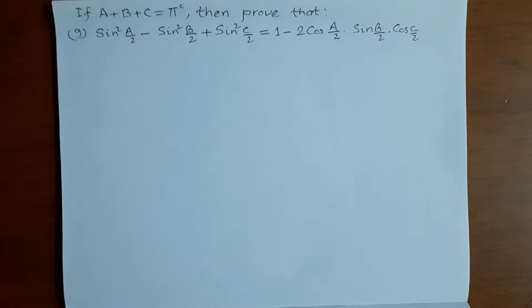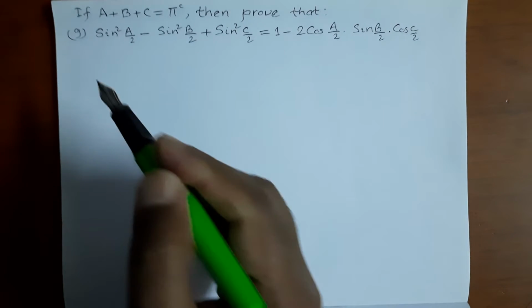So now I start today's topic, conditional trigonometrical identities. Up to eight questions I have already finished in the previous videos. So from number 9 onwards I am continuing now. Let's start from the left hand side.